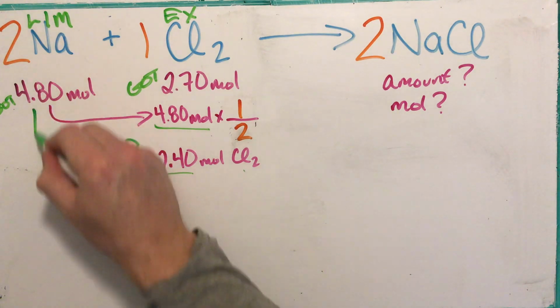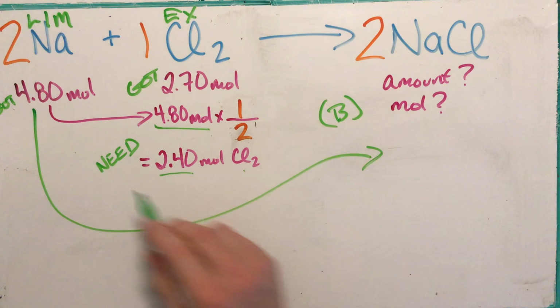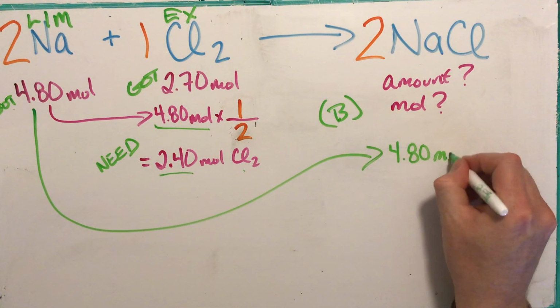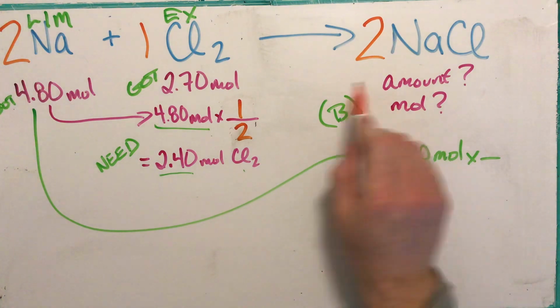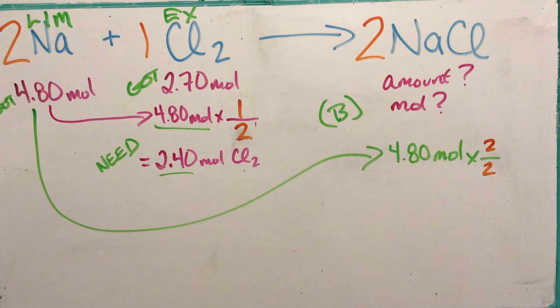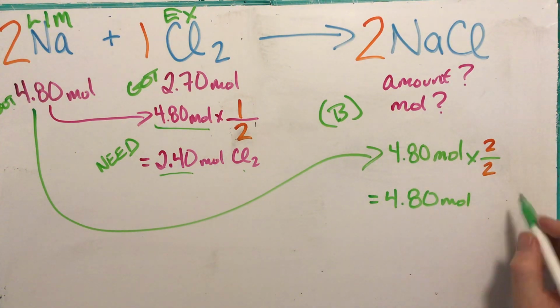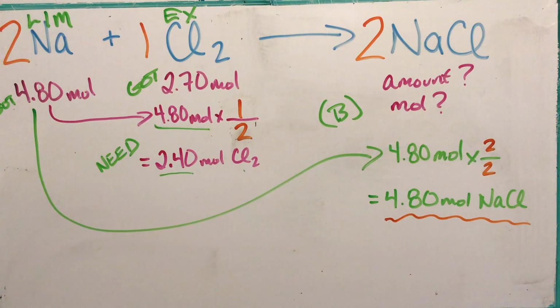I'll do this one in green. I bring this over. So this is part B of that question. This was part A. And 4.80 moles comes over, and I multiply it by the mole ratio. And the mole ratio, if I look at it, is 2/2. Nice and easy. And that still is 4.80 moles, because 2/2 is 1, of NaCl. And that is my final answer, because it said amount.